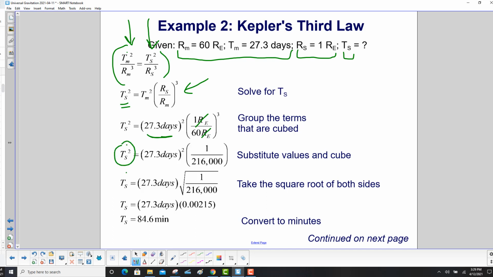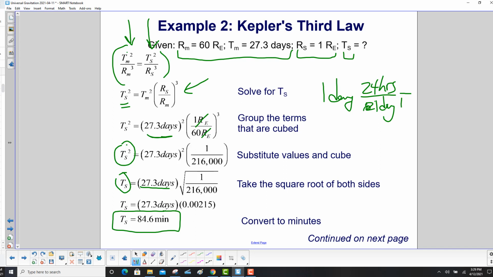We'd like to take the square root of both sides, so we just get the period here. So it's 27.3 days times the square root of 1 over 216,000. Carry out the math, and then convert it to minutes. Okay? So in minutes, it's 84.6 minutes, right? How many minutes are in a day? Well, let's see, 1 day, there's 24 hours. So we put 24 hours up here. Here's 1 day. And each hour is, I've kind of run out of room here, 60 minutes. When you do that conversion, you find 84.6 minutes.